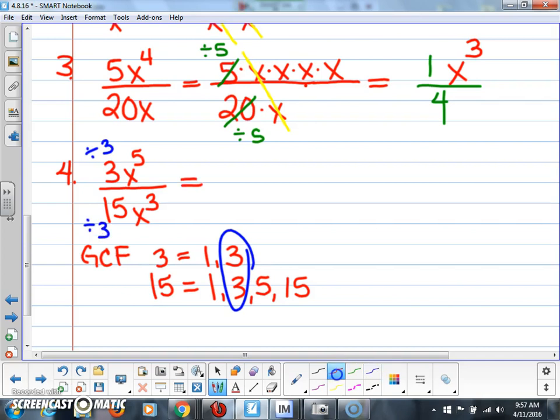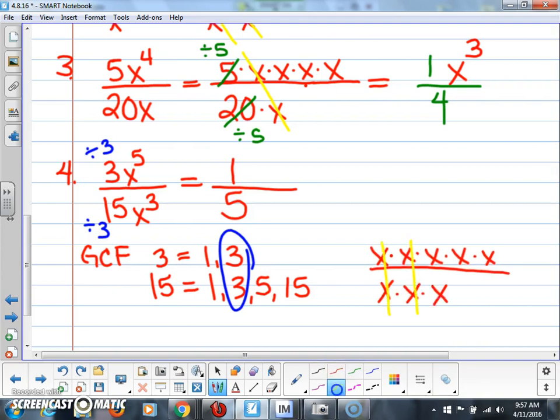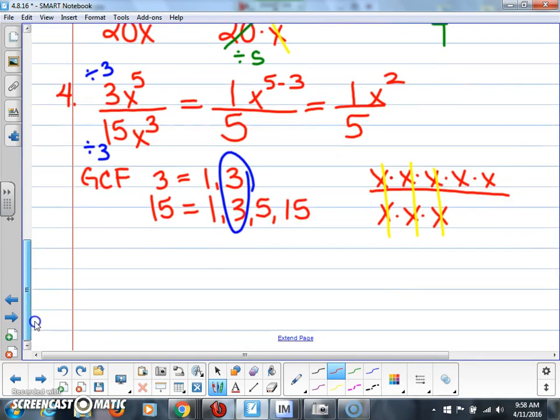What's 3 divided by 3? 1. What is 15 divided by 3? 5. Good. And then what do we do with our x's? x to the power of 5, so you could put 5 x's on the top, 1, 2, 3, 4, 5, divided by 3 on the bottom, 1, 2, 3, which leaves just 2. Or you could just subtract. You would have x to the power of 5 minus 3, which is just equal to 2. Okay? Good. Any questions?